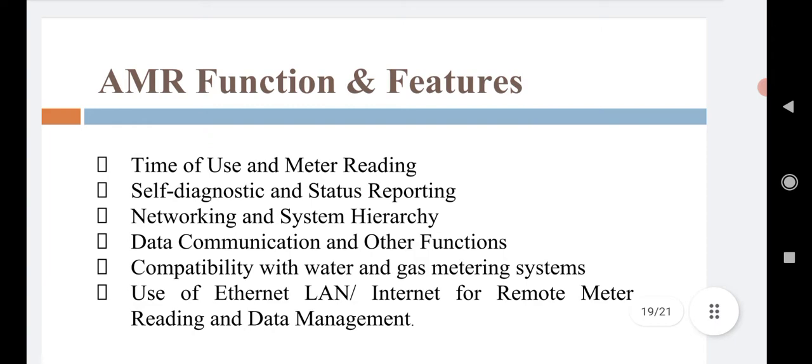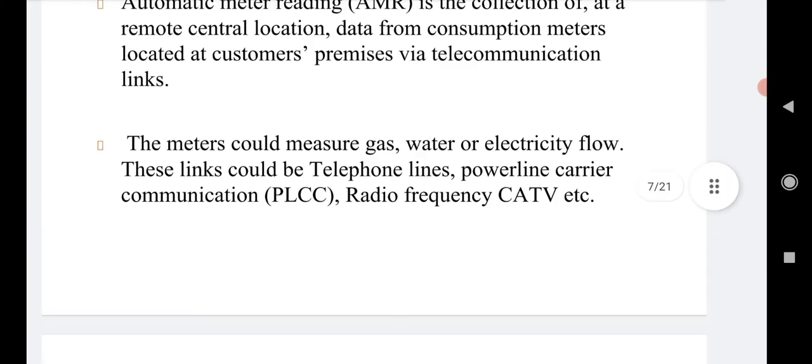Next, AMR functions and features: time of use and meter reading, self-diagnostic and status reporting, networking and system data communication and other functions, compatibility with water and gas metering systems, use of Ethernet in the LAN, internet for remote meter reading and data management.